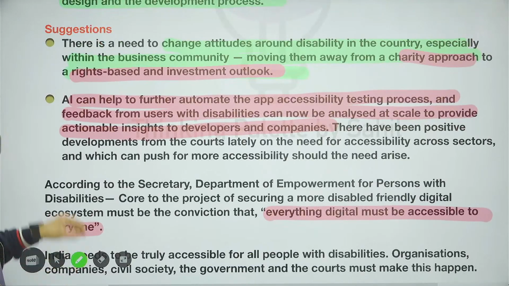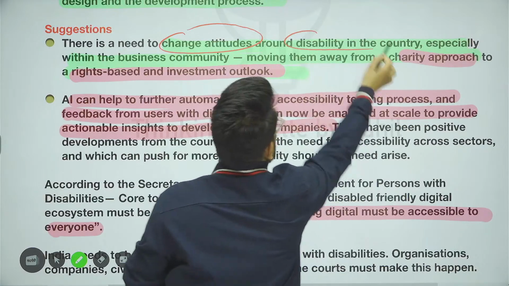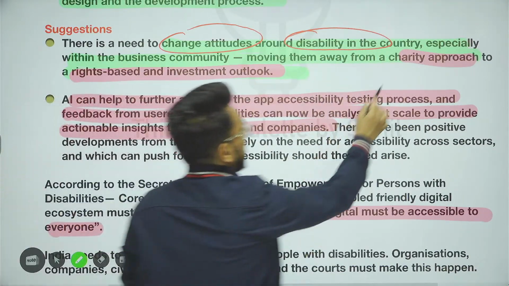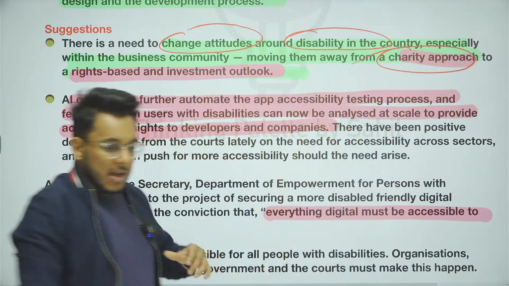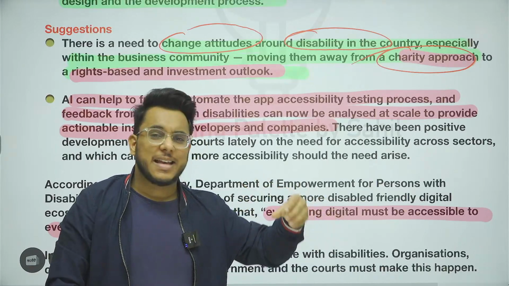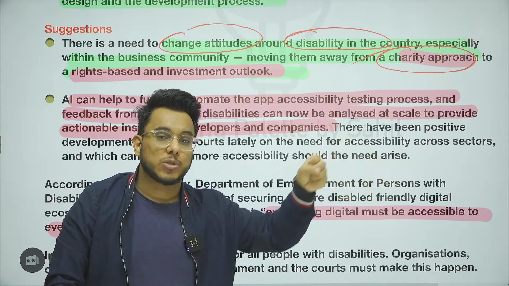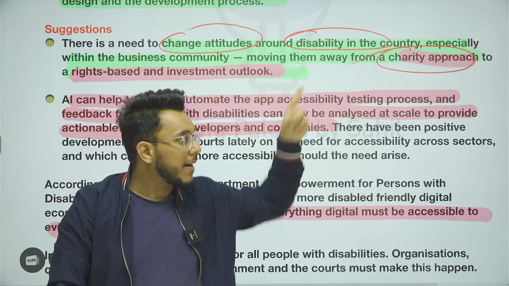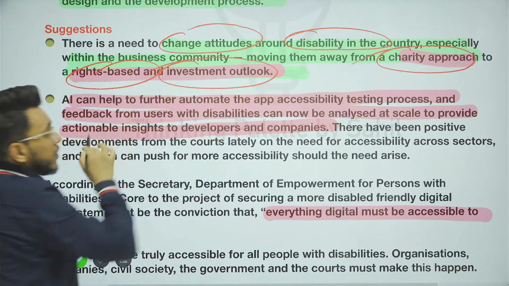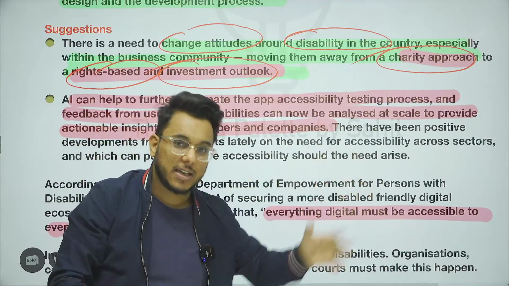Okay, so first suggestion that can be given here is that there is a need to change attitude around disability. Now, the attitude towards the disabled people is driven by the charity approach, that as a matter of charity, as a matter of good gesture towards the disabled people, we need to do something for that. But no, we need to change our mindset from charity approach to the rights-based approach, that it is the right of the disabled people that they should be given accessibility, digital accessibility, physical accessibility.